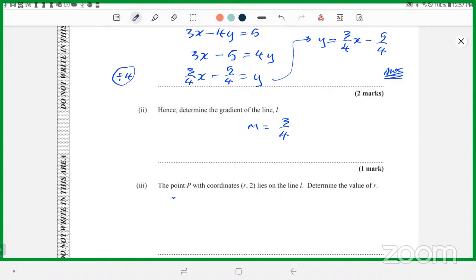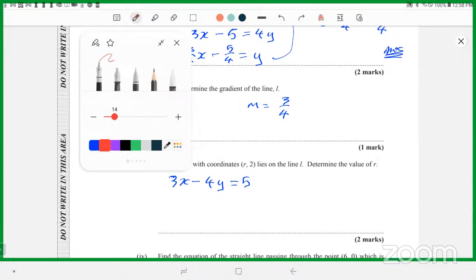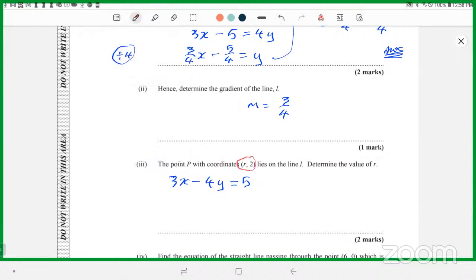3x minus 4y equals, what is it again? 5, right? 5. I'm going to substitute the values inside here. So at this point, let me put it here for you now. At this point right here, the x is equal to r and the y is equal to 2. You can substitute them in the equation because the point is on the line. So these coordinates satisfy the equation of the line.